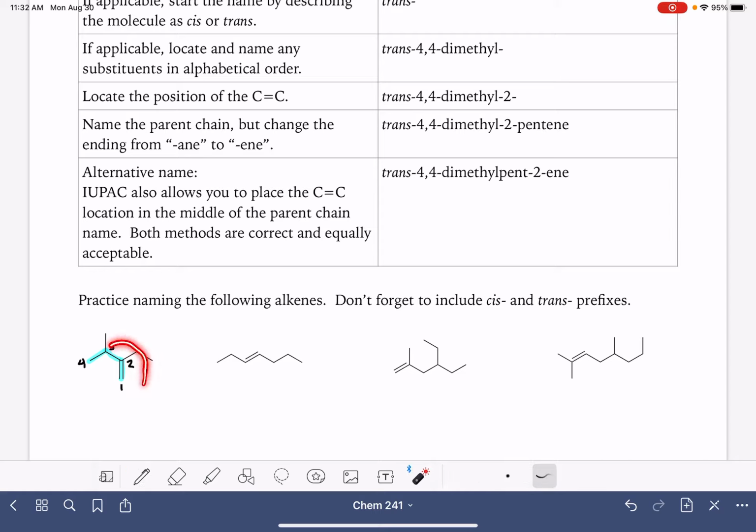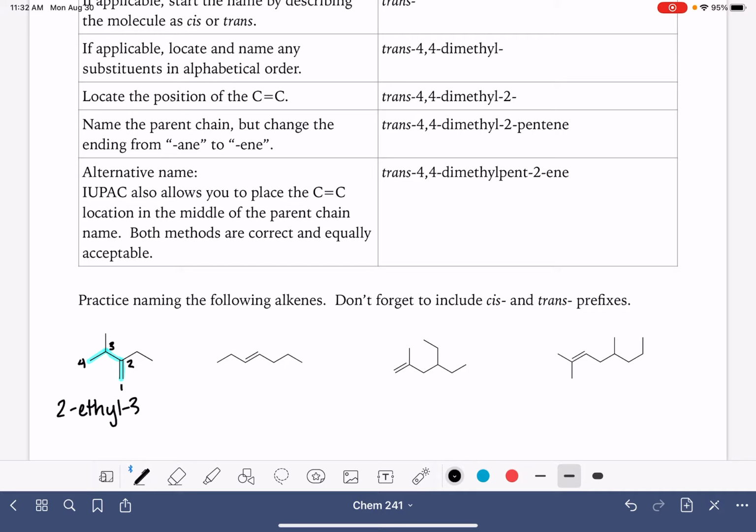Next, we want to think about stereochemistry. This molecule has no stereochemistry because carbon number 1 has 2 hydrogens on it. So next we're going to name our substituents in alphabetical order. Substituent on the second carbon, that's an ethyl group, so that would come first in the molecule's name.